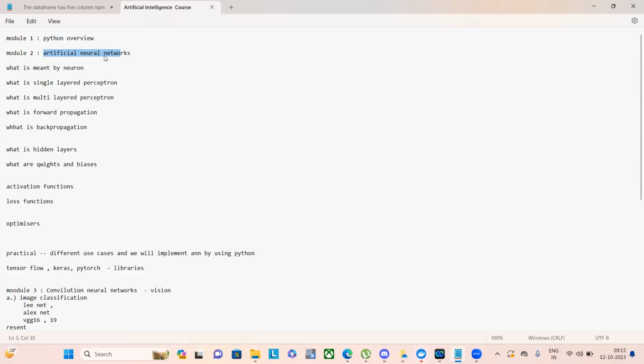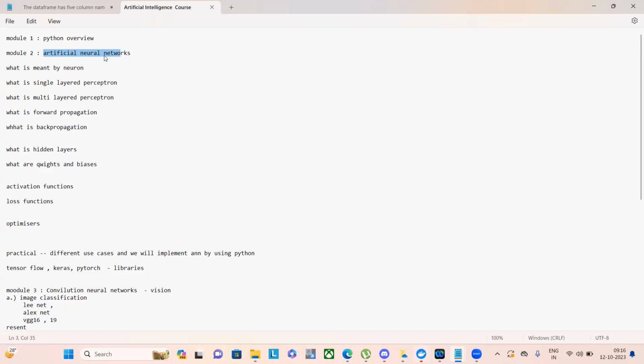What is meant by a neuron? How is it replicated from the human brain? Based on the human brain itself, they have implemented these artificial neural networks. How did it come about, what is meant by a neuron, what is a single-layered perceptron, what is a multi-layered perceptron? Forward propagation, backward propagation, what are weights, what are biases? All these things will be discussed very clearly.